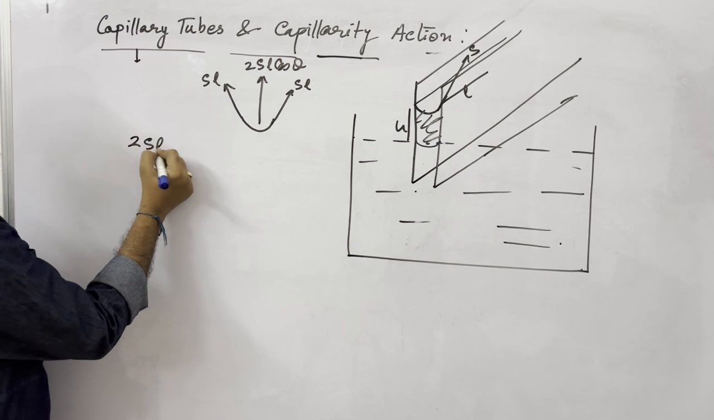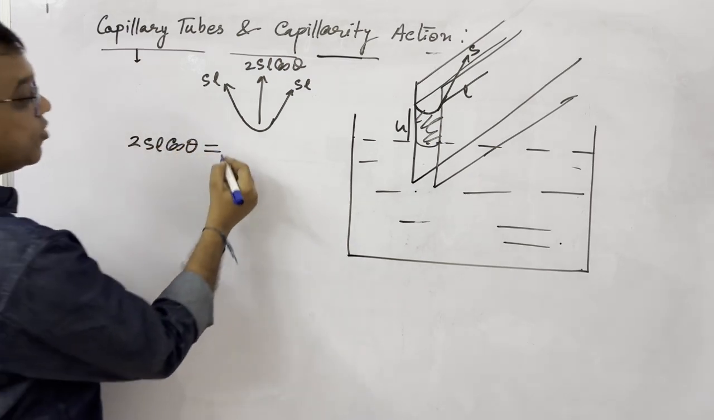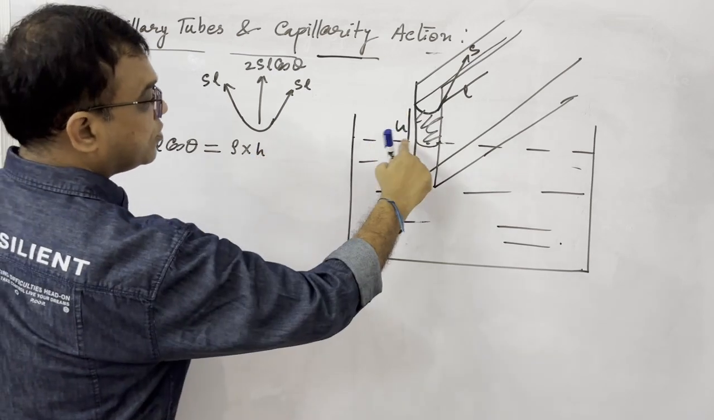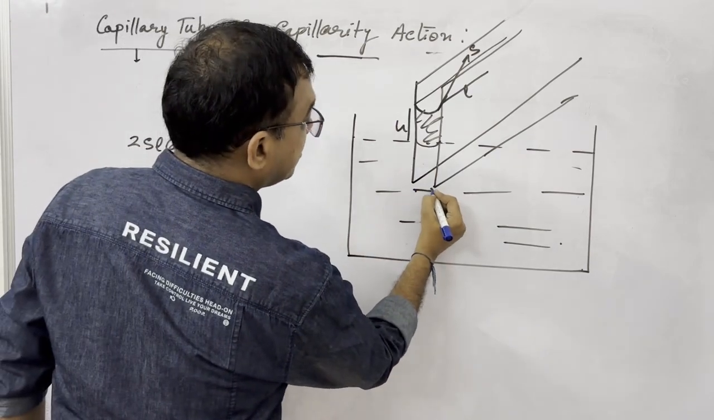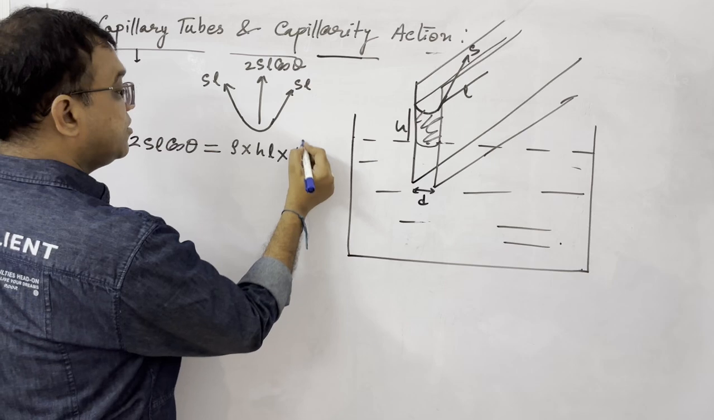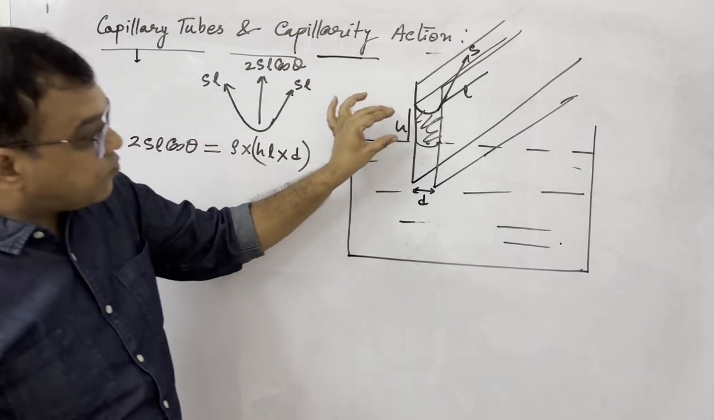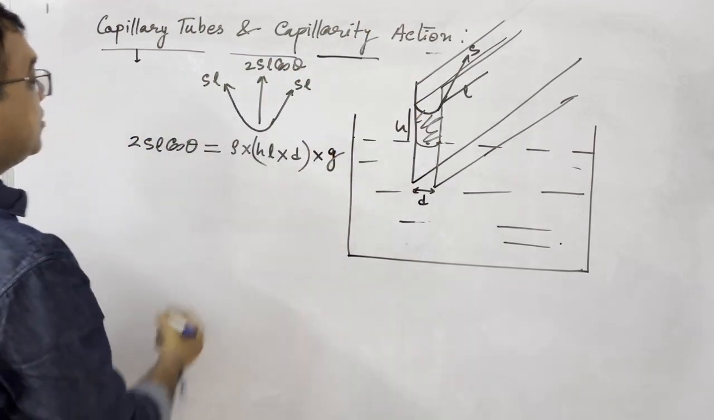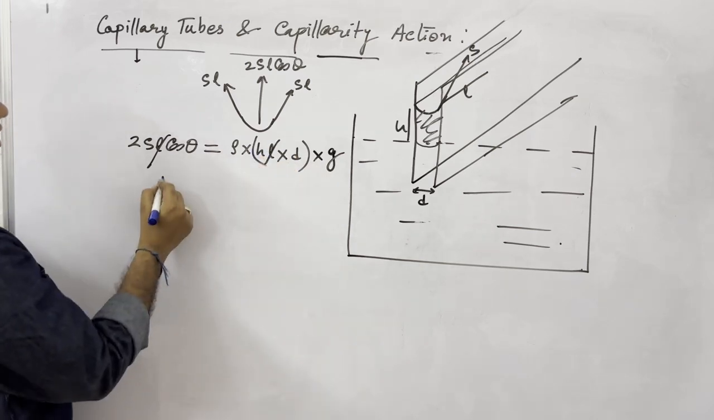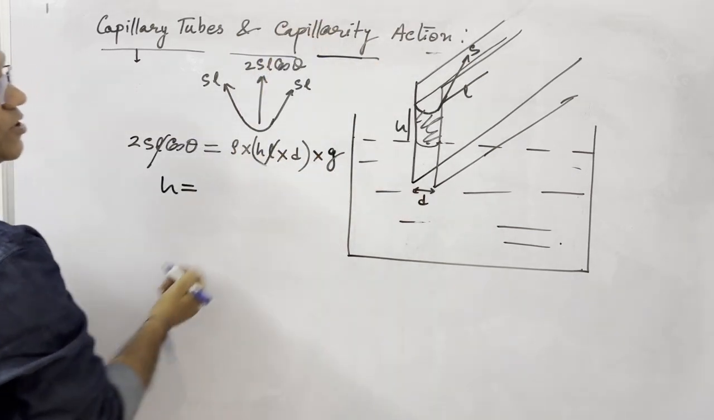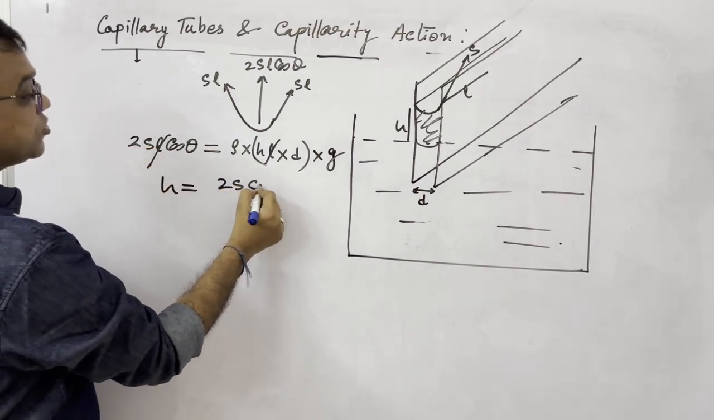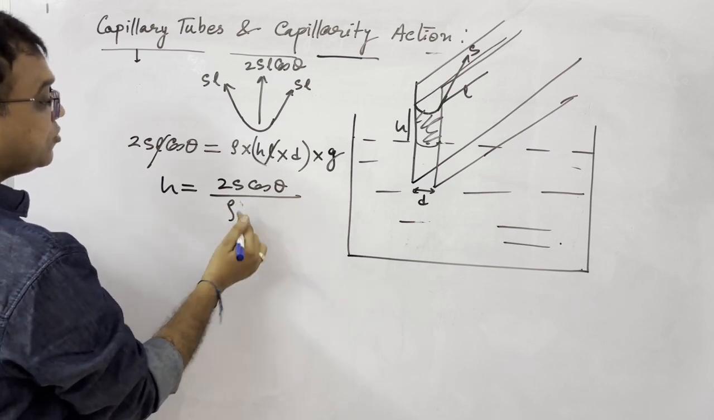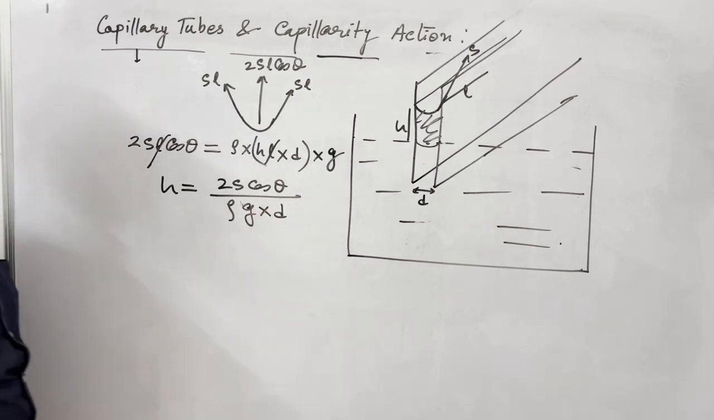So 2 S L cos theta is equal to the weight, which is how much? Rho into h into L into d, let us say the separation between the plates is d. This is the volume of the liquid between the plates which has moved up, into g. L cancels, and then we have the height of the liquid between the two parallel plates as 2S cos theta upon rho g d, where theta is the contact angle.